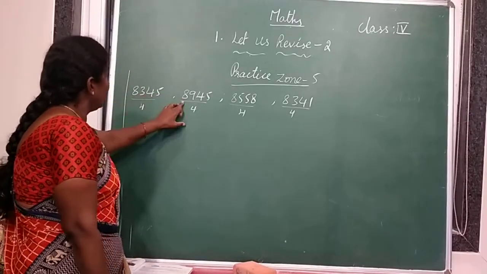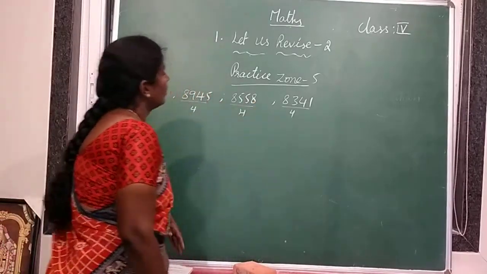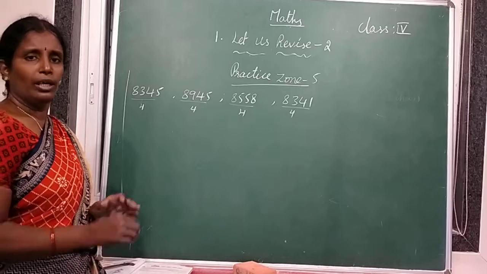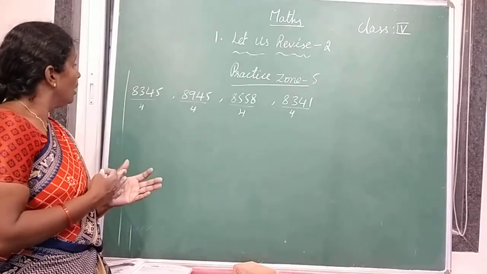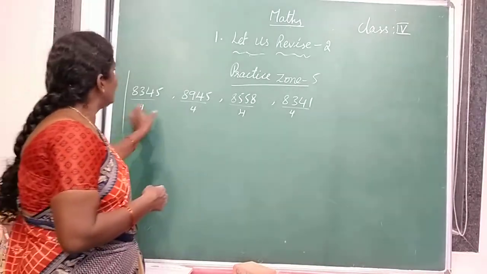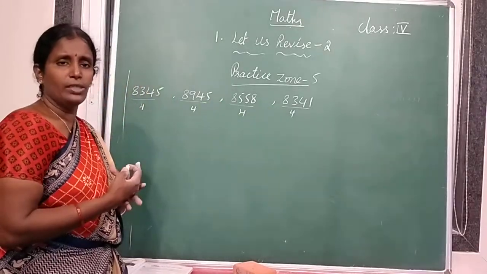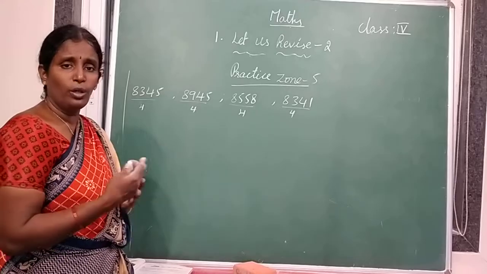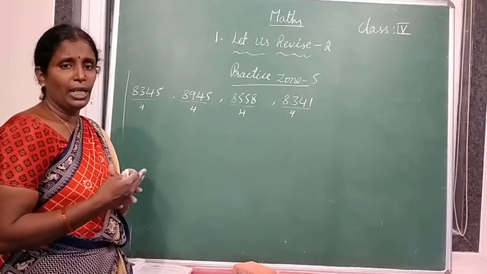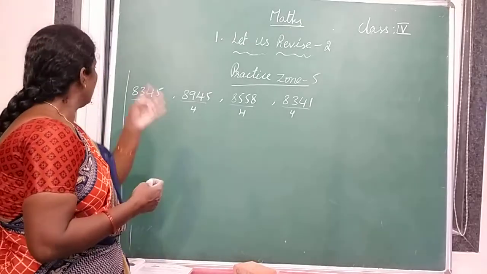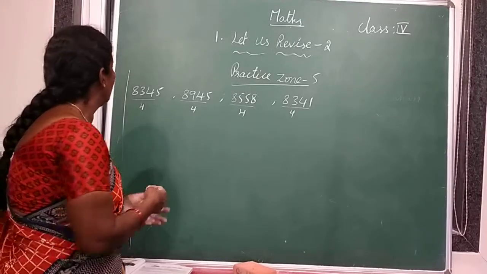So 8, 8, 8, 8. All are same. So the same digit in thousands place also. If the same digit is in thousands place, then what should we do? We should compare the hundreds place digit. What is in hundreds place?